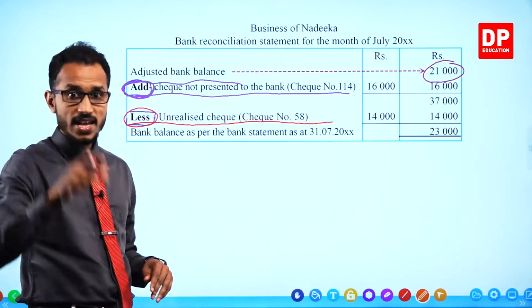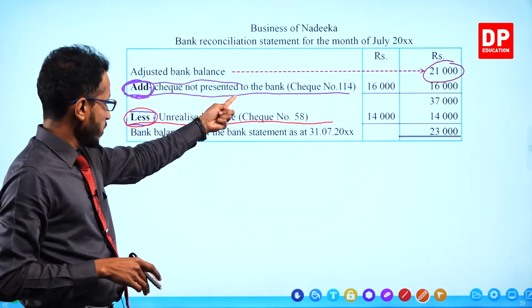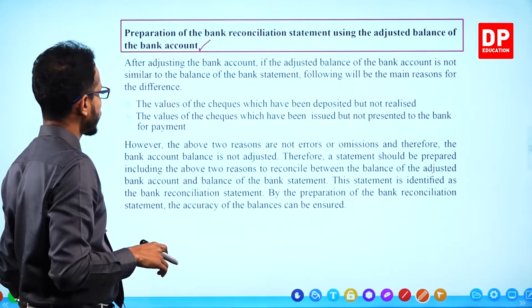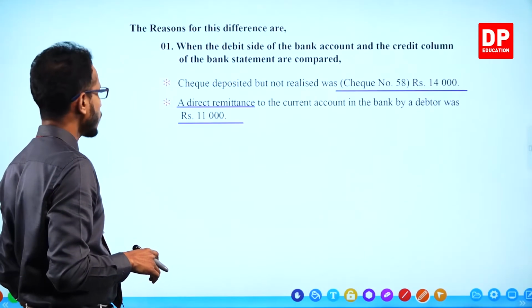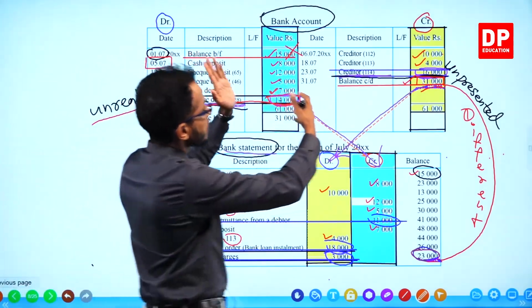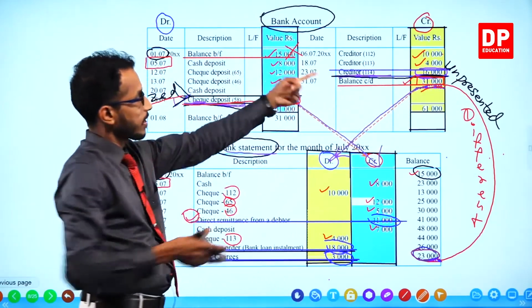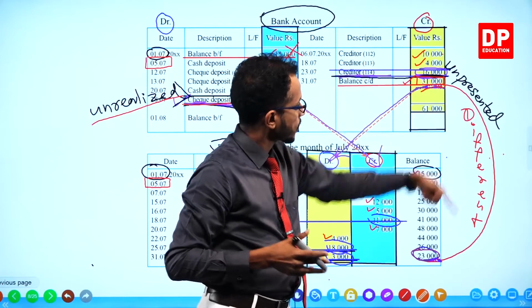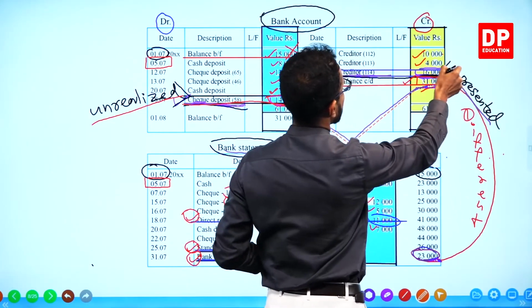Not like that, with the understanding. So, why do we add the unpresented? Let's see. Just like earlier, I'm going to explain again. A quick one. Why do we add unpresented? See, unpresented checks are on the credit side of the bank account. There only we marked the unpresented. See, I have marked the unpresented here.